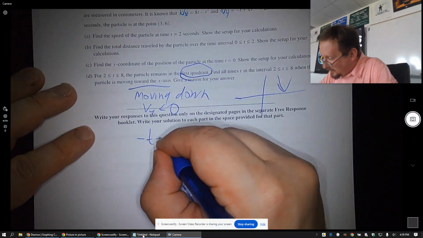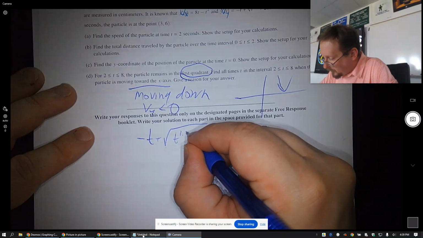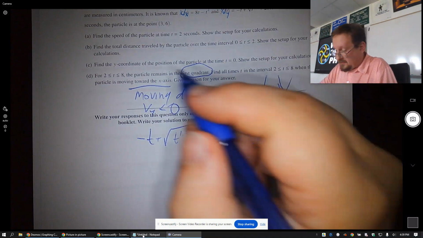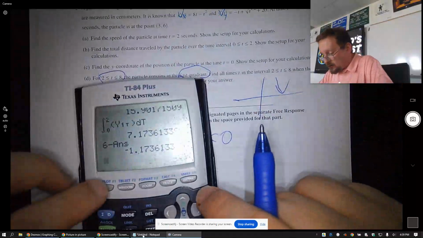Negative t plus the square root of t to the 1.2 plus 20 has to be less than 0. Well, this is 2 to 8. So why don't I just graph it?